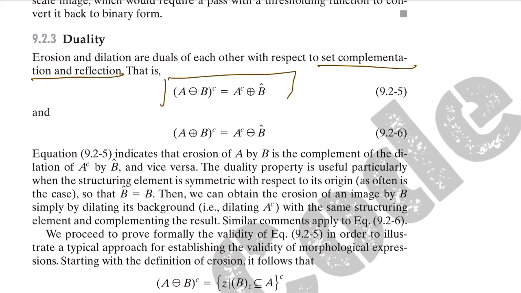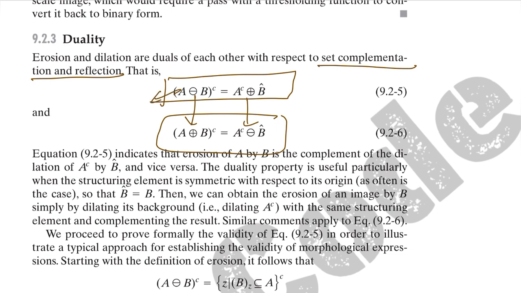For example, A erosion B complement equals A complement dilation B cap. Then again, just put the opposite sign: this minus becomes plus, and the plus becomes minus. And you can see what each of the symbols represents.